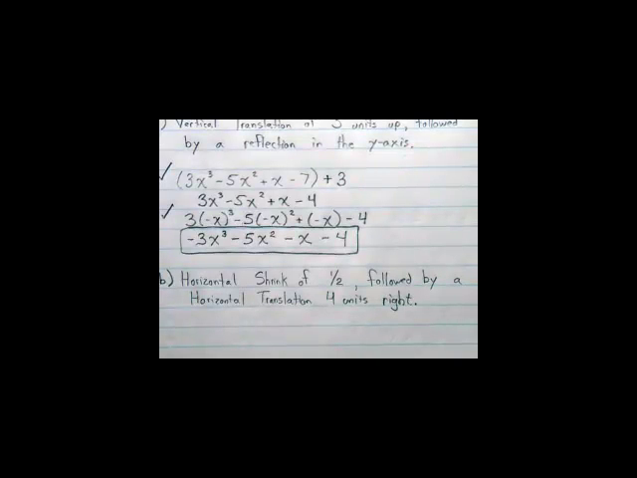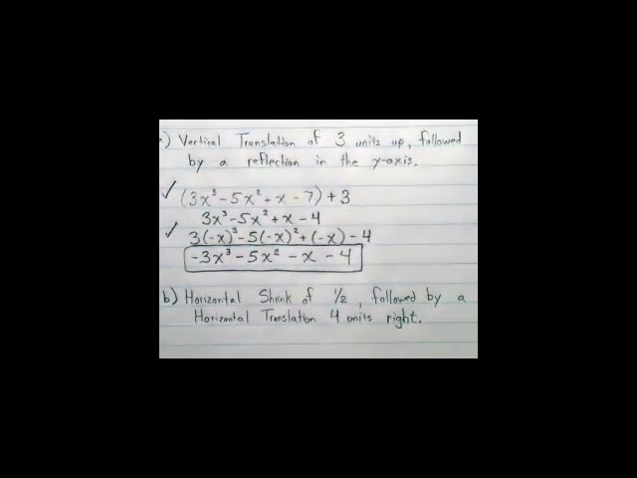Okay, so if I'm going to do a horizontal shrink of 1/2, what am I going to do to that equation then? How is it going to be changed? Aren't you going to have to use the reciprocal of 1/2? I am. And what am I going to do with the reciprocal of 1/2?